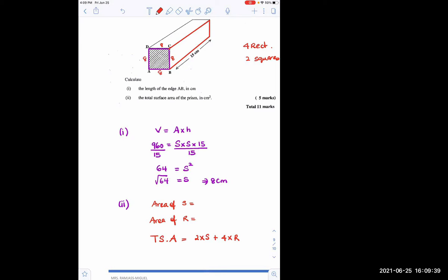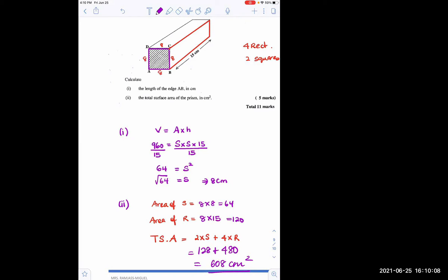Eight by 15 is how much? 120. And 8 by 8 is 64. So this is 128 plus 480, which is 608 centimeters squared. Did you all get that? Yes, miss. Do you all understand how to find total surface area?